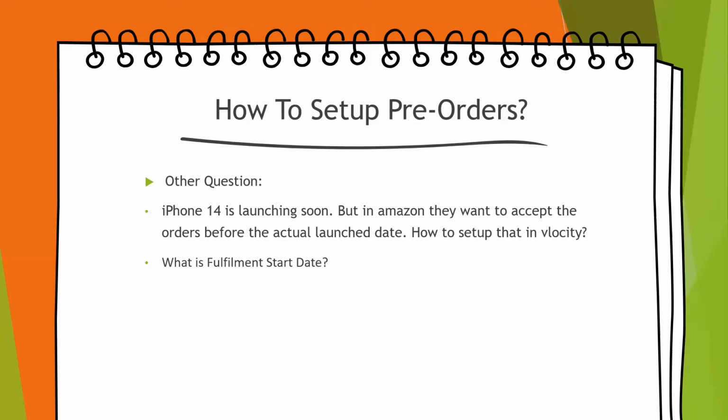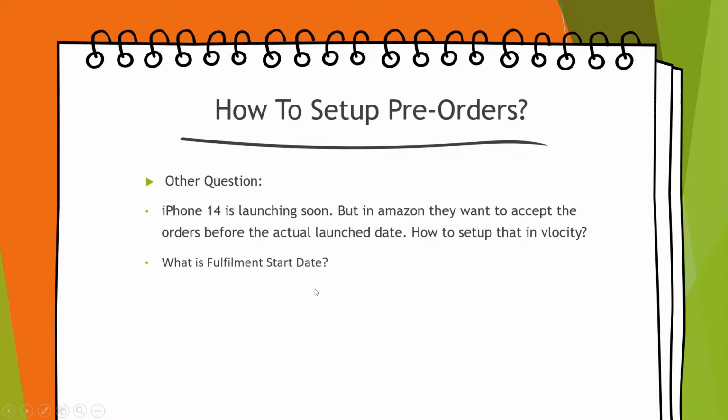The first question is how to set up the pre-orders. Pre-orders means a product is not yet launched, but we still want users to have the capability to order it. Instead of using the word pre-order, they can also give you a story. For example, iPhone 14 is not launched, it's launching soon, and in Amazon we want to accept the orders before the actual launch date. So how can we do that in Velocity?